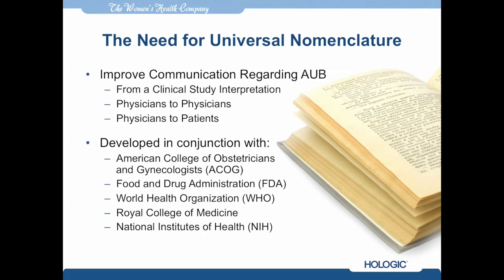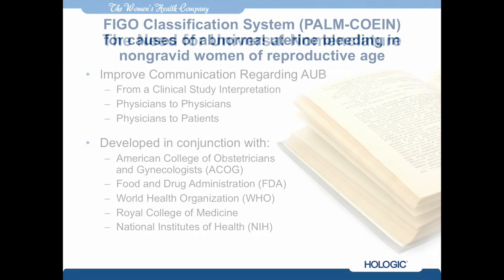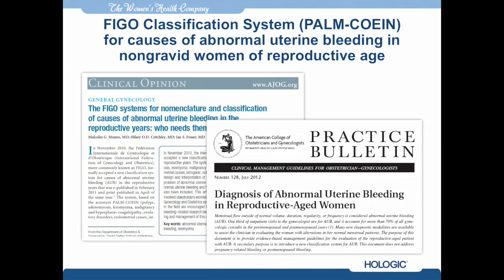The main reason behind standardizing the nomenclature is to further emphasize the importance of understanding the real reason for a patient having problematic menstruation. In two recent publications, this classification system is further described. One paper is from the Gray Journal, written by Malcolm Munro from the United States, Ian Fraser from Australia, and Hilary Critchley from the United Kingdom. The other article is a practice bulletin from July 2012 released by ACOG.